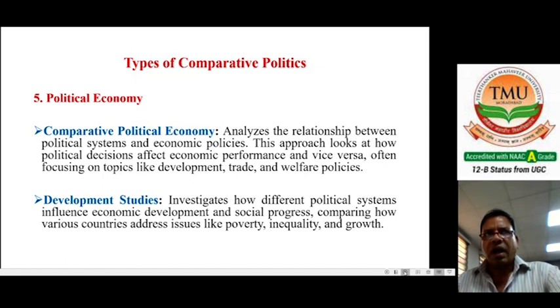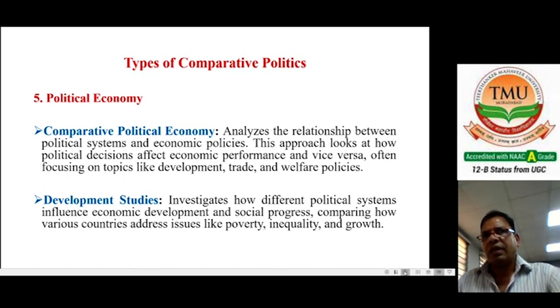That means a state, in different periods or different situations, adopts different developmental models. Sometimes states focus on the infrastructure model. Sometimes they focus on human development. Sometimes they focus on development of arms and ammunition. So these are the different aspects of comparative political economy, and this is a very important aspect related to trade, welfare, and education. States allocate their funds to different sectors.